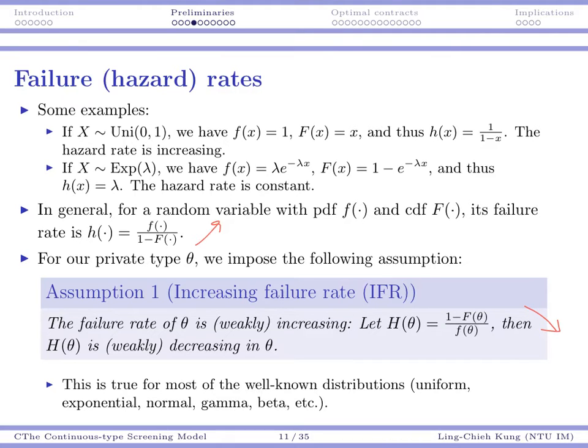So we are not going to show that to you, but this is true for most of the well-known distributions like uniform. Okay, you see uniform satisfies this. Exponential also satisfies this because all you need is weakly increasing or weakly decreasing. We can show that normal is also following this assumption, gamma, beta, Weibull, whatever. Most of the well-known distributions satisfy this assumption. So it does not really hurt to make this assumption. So in later derivations, we're going to assume that for your private random theta, the failure rate would be increasing.